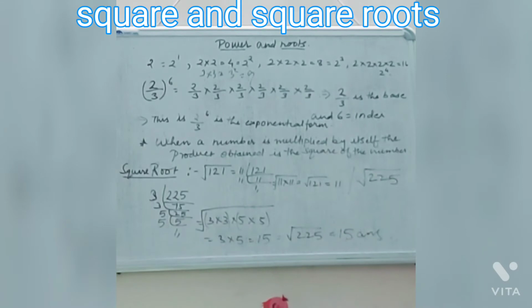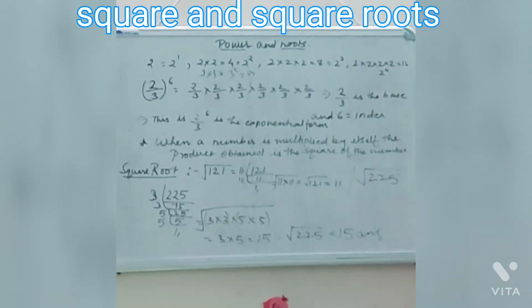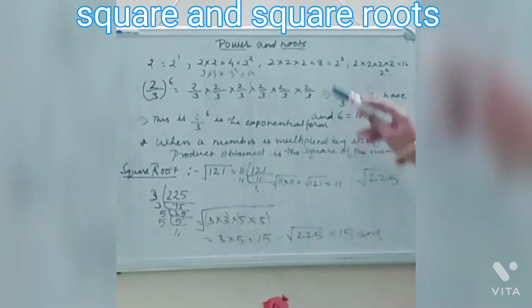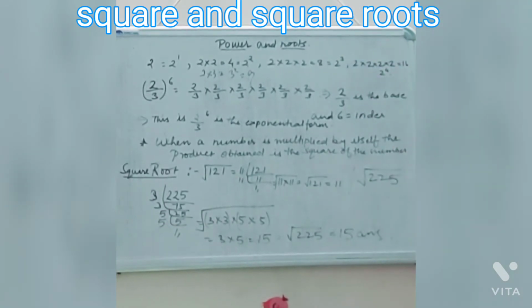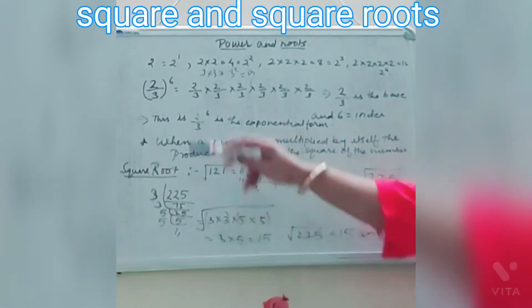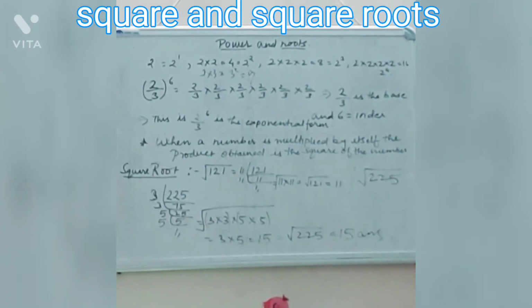So I am going to show you this exponential form with a fraction. This is called the base. Like here, 2 is the base and 3 is the index, 2 to the power of 3. So 3 is the index, 2 is the base, and this number is written in exponential form. Here 4 is the index, 2 is the base. Here 2 by 3 is the base and 6 is the index, that is the power.